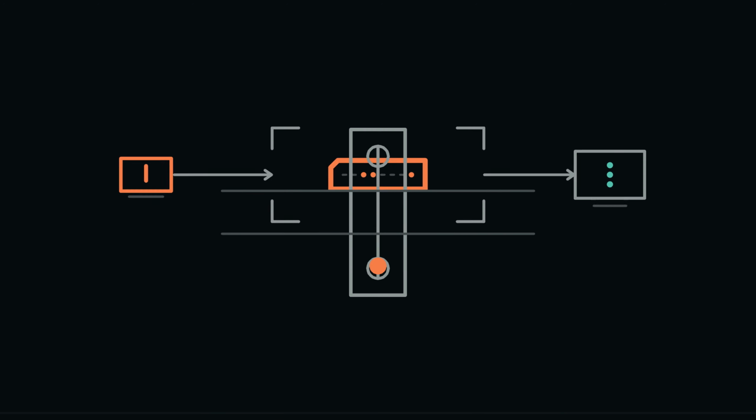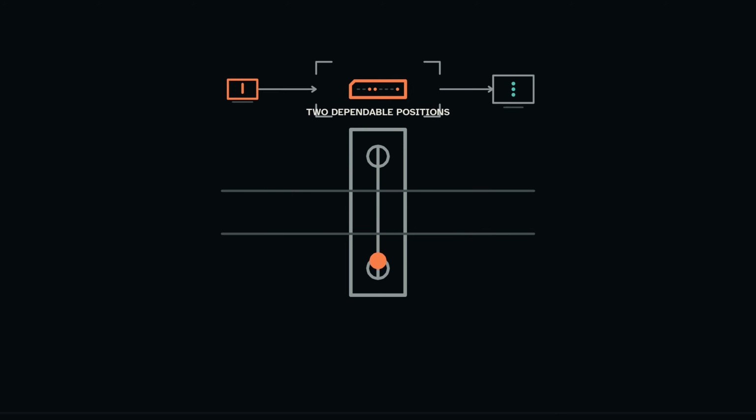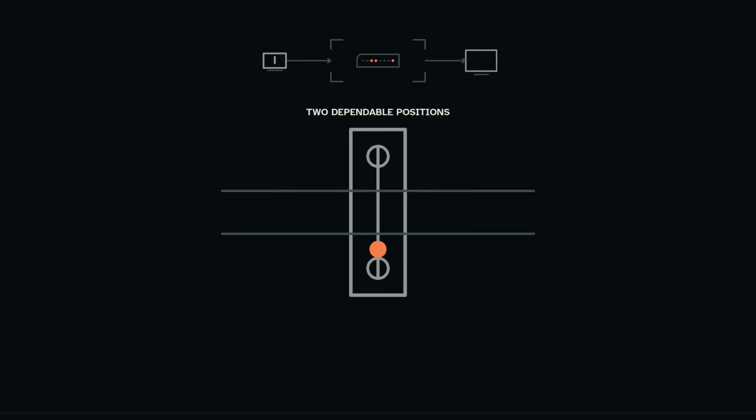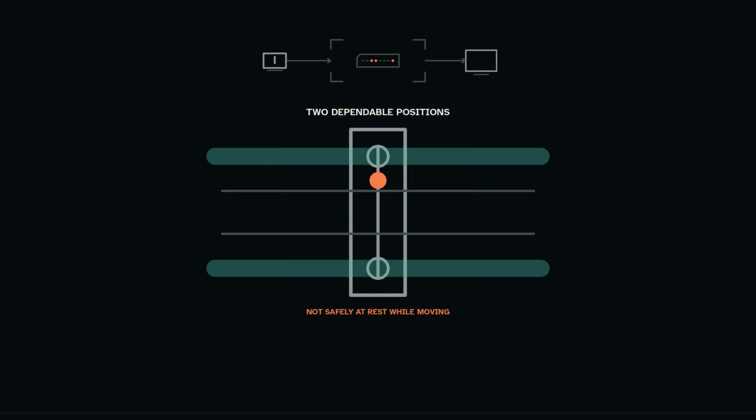Begin with an ordinary wall switch. It has two dependable resting positions. A tiny wobble near the lower position does not make us mistake it for the upper position. The same is true near the upper position, but halfway between them, while the switch is moving, we should not pretend that it is safely in either resting position. The useful relation is two stable regions separated by an uncertain journey.